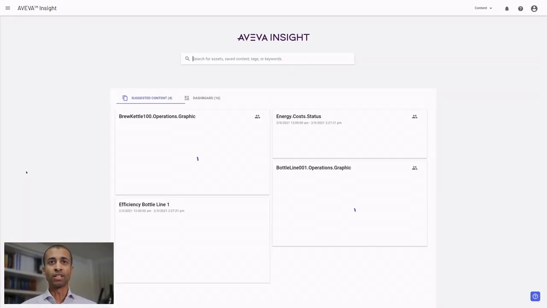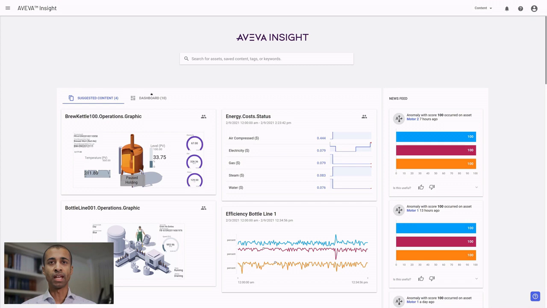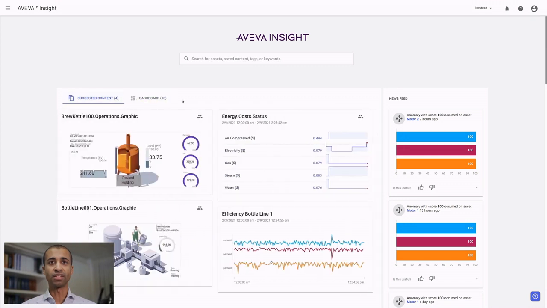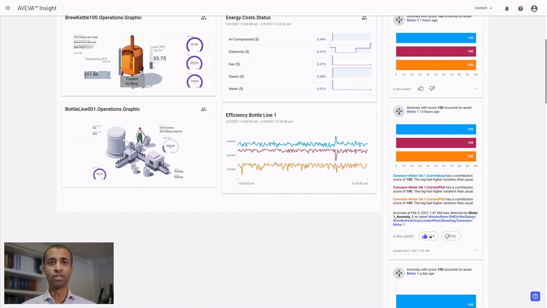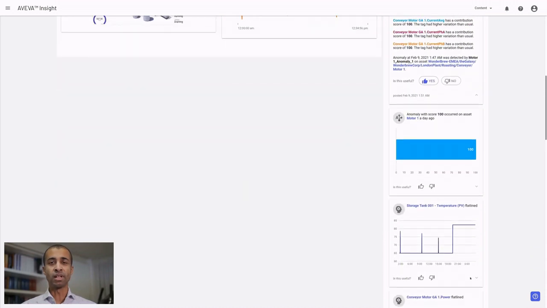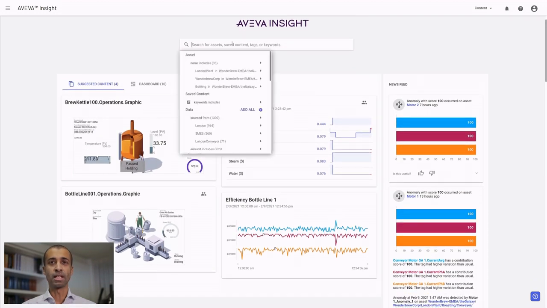The Insight homepage is an adaptive and auto-generated starting point with suggested content, a list of your dashboards and the newsfeed. Aviva Insight empowers you with machine learning minus the IT burden. Just feed your data to the platform and the automated analytics engine takes care of the rest, highlighting any unusual patterns in data through the newsfeed.